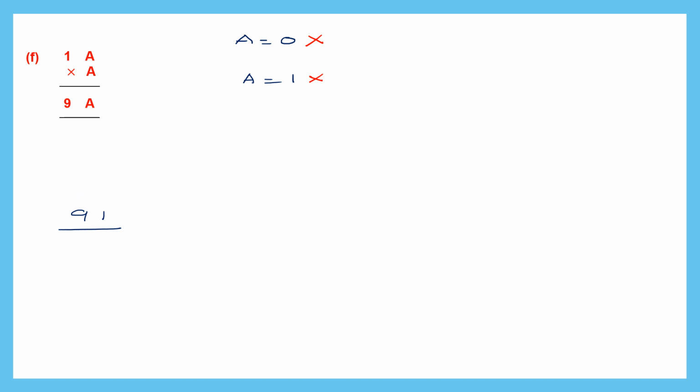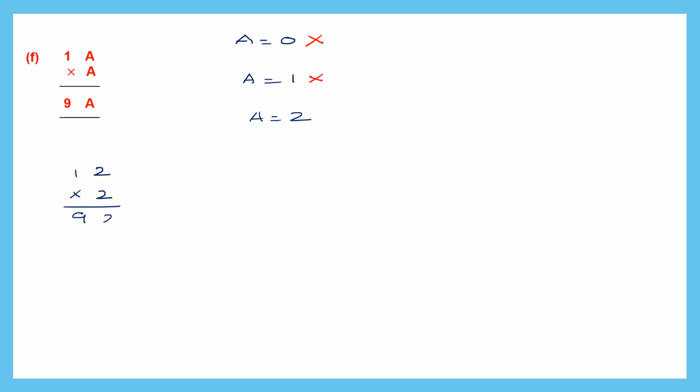Now let's substitute A with the next digit. That is, here we took A is equal to 0. It's not fitting. A is equal to 1 is not fitting. Now let's take A is equal to 2 and see. So in the place of A, we're going to put 2. So 1A into A should give us 9A. So 1A means 1 and A is 2, into A is 2, 9A is 92.